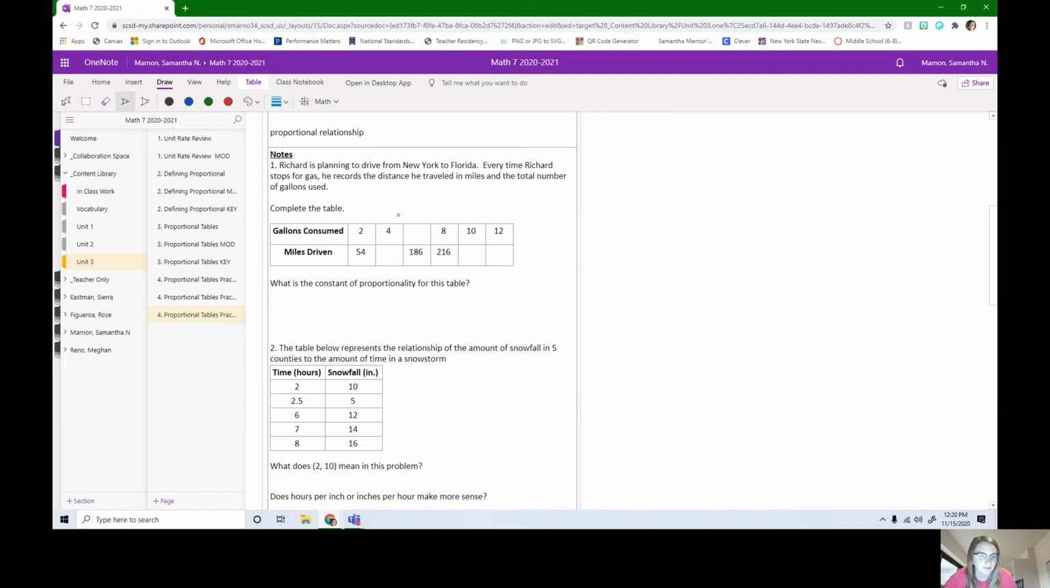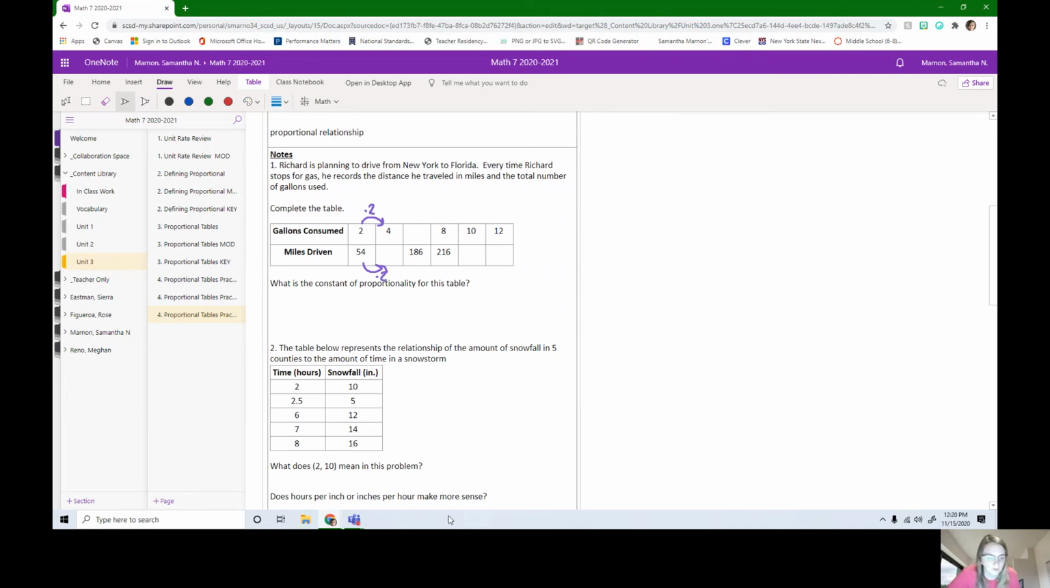Okay, so we need to complete this table. So we have 2 gallons is 54 miles. So now we need to figure out what 4 gallons would be. We've done it before where we can actually scale this up. So this is our X. I can scale it up. If this is times 2, we can scale up our 54 times 2 as well.